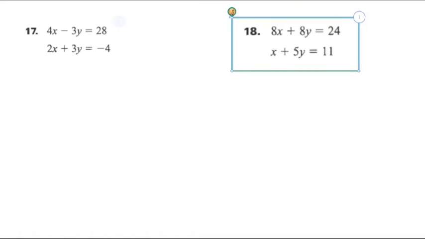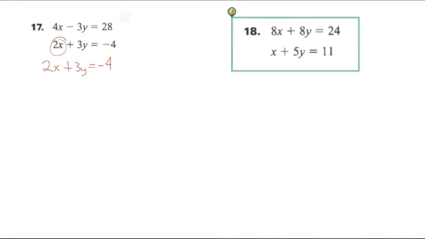So what I'm going to do is I'm going to solve this bottom one for x. So I have 2x plus 3y equals negative 4. Move the y's to the other side. I get 2x equals negative 3y minus 4. Divide everything by 2. X equals negative 3 halves y minus 2.